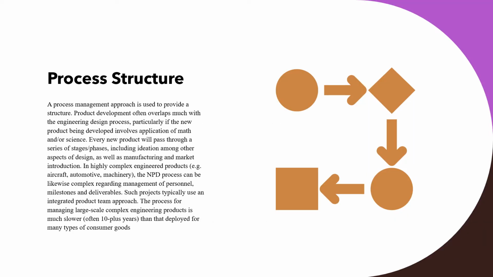The process structure: the product development process typically consists of several activities that firms employ in the complex process of developing new products to a market. A process management approach is used to provide the structure. Product development often overlaps much with the engineering design process, particularly when the new product being developed involves application of math or science. Every new product will pass a series of stages or phases, including education, among other aspects of design, as well as manufacturing and market introduction.